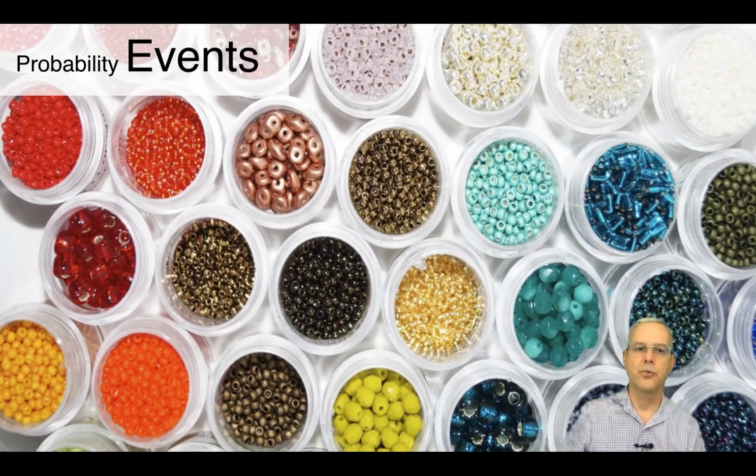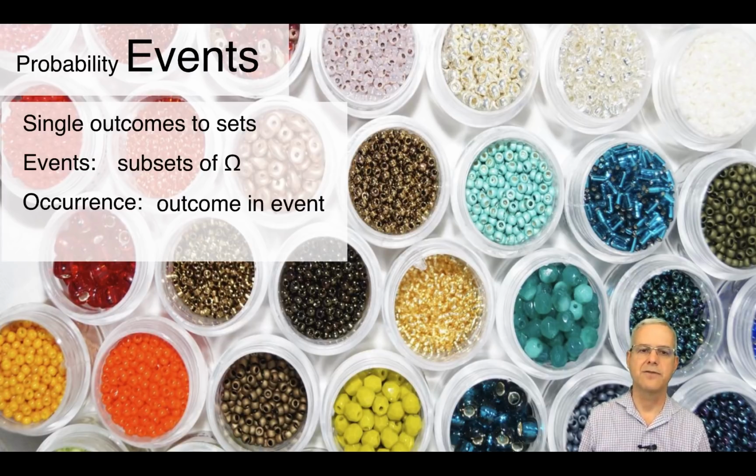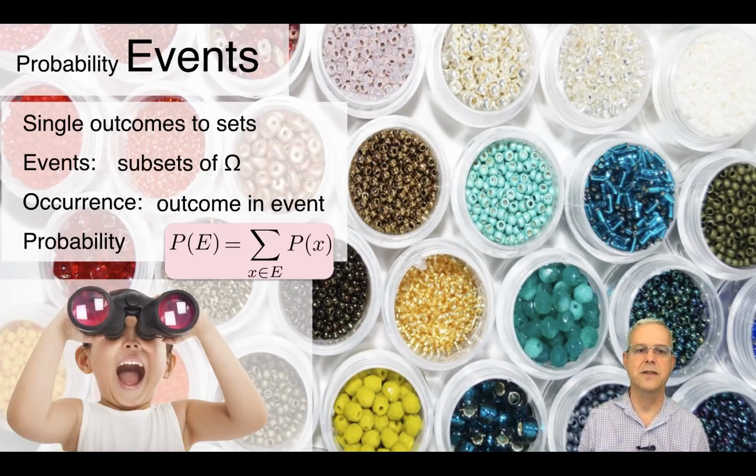Okay, so with that, we've talked about events and their probabilities. We said that we're moving from single outcomes, which we've done before, to sets of outcomes. And we said that an event is a subset of the sample space omega. And we said that an event occurs if the outcome that we observe is in the event. And we talked about the probability of an event, and we said that the probability of E is just a summation of the probabilities of all the elements in the event.